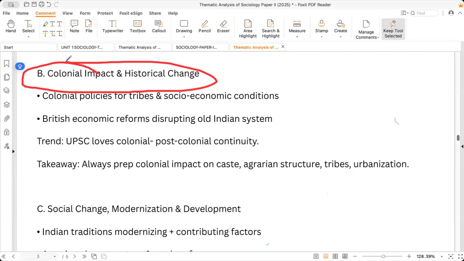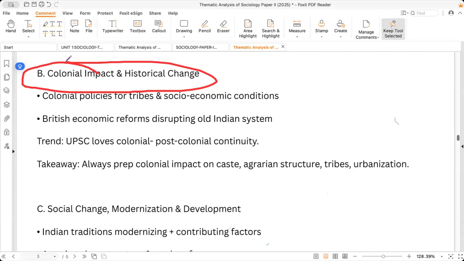Then British economic reforms disrupting the old Indian system. It disrupted everything completely, and this is one of the core aspects you need to cover. It disrupted the traditional relationship of the Jajmani system. There was a Jajmani system in which everything was based on a reciprocal relationship. Reciprocal relationship is what? That of the Malik and the Mazdoor.